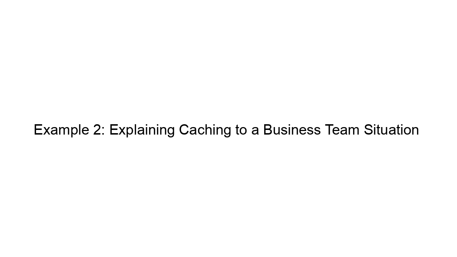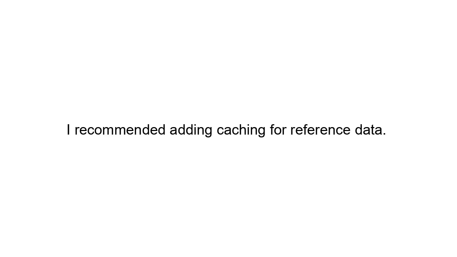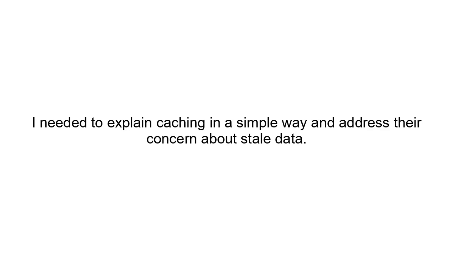Example 2: Explaining caching to a business team. Situation: In one application, a frequently used lookup API was slow during peak hours. I recommended adding caching for reference data. The business team wanted to understand what caching meant and whether users would still see accurate data. Task: I needed to explain caching in a simple way and address their concern about stale data.